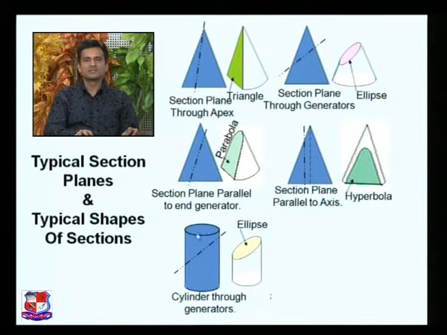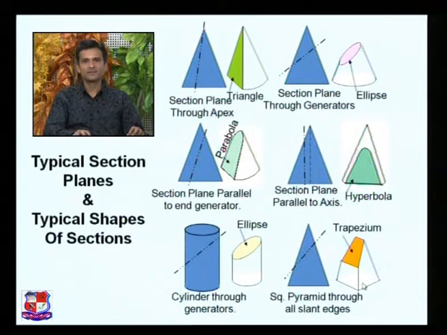Now this is the cylinder. If cylinder is cut at certain angle in such a way that the cutting plane passes through the generators, and this cutting plane makes some angle with this circular base, then its true shape would be elliptical shape as represented over here. So this cylinder is cut through the generators.